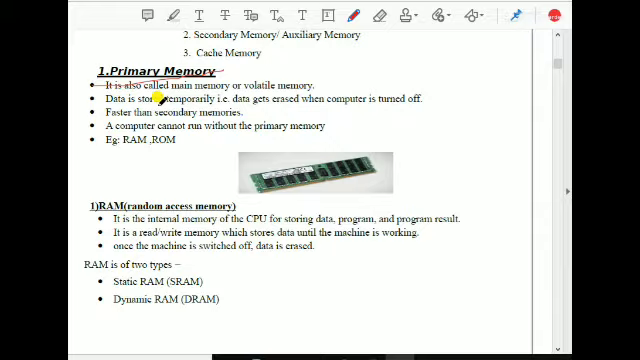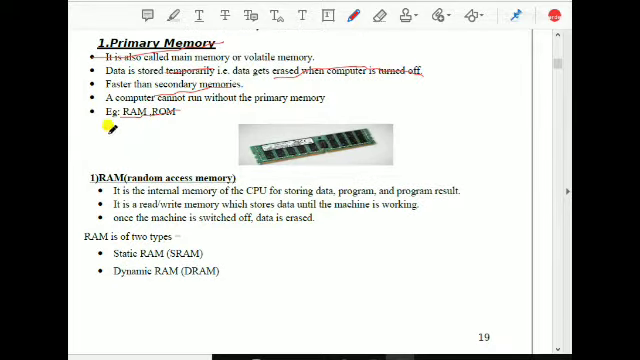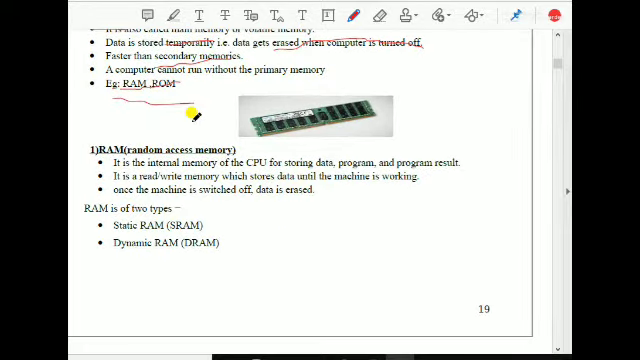Primary memory is made for boosting the computer's speed, not for storage of the computer. It is called main memory or volatile memory. Data is stored temporarily, because if the current goes, all our data will be erased. It is erased when the computer is turned off, and it is faster than secondary memory. RAM is of 2, 4 or 6 GB only. That's why it clears all its memory when the computer is turned off.